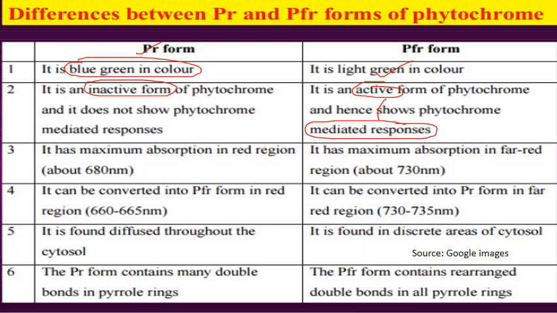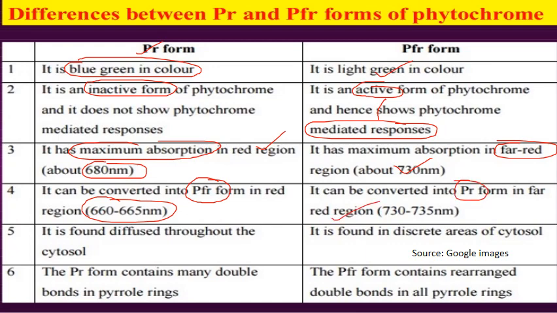The PR form shows maximum absorption at the region of red light, that is 680 nanometer, while the PFR form shows maximum absorption at the far red region, that is 730 nanometer. And this PR form can be converted into PFR form when we provide it with red light, while this PFR form can be converted to PR form when we provide it with far red light.